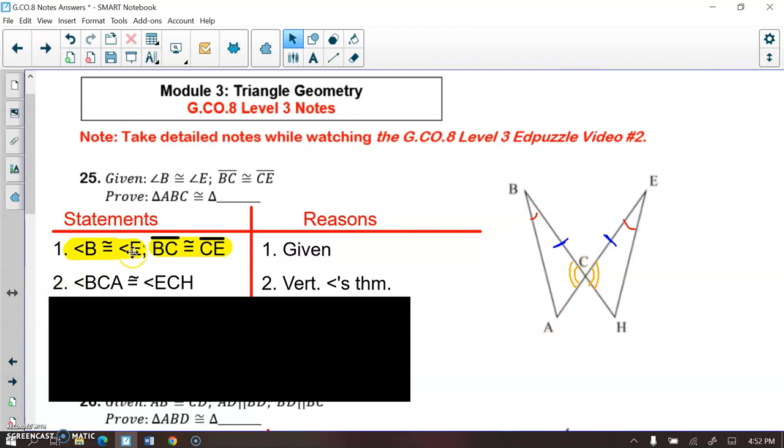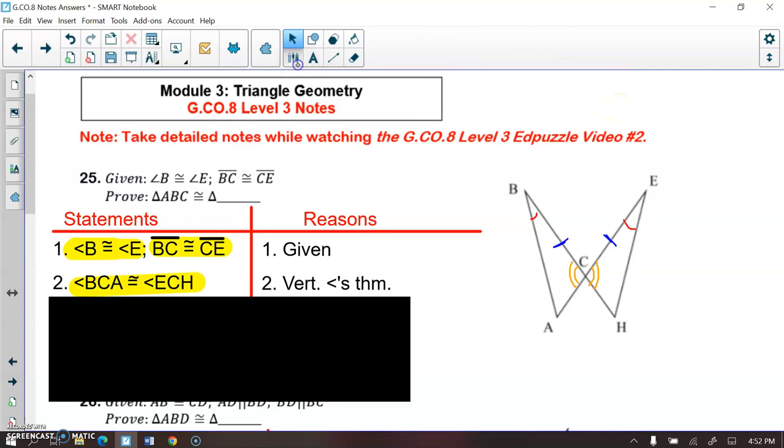Now the reason why we didn't need to do that for angle B and angle E is because there was only one angle B and one angle E. So just keep that in mind. And then that's the vertical angles theorem. You can see how I abbreviated that. But now I have another pair of things congruent on both of these triangles. So now I have three things congruent here. So now I can state that the triangles are congruent.